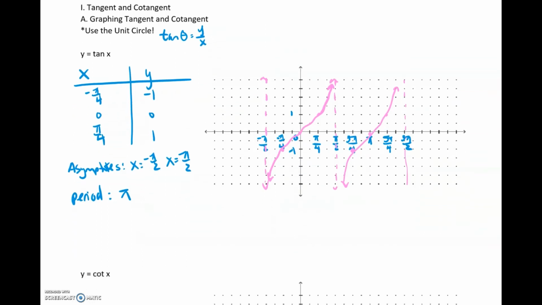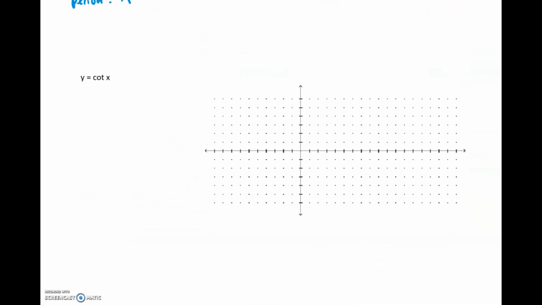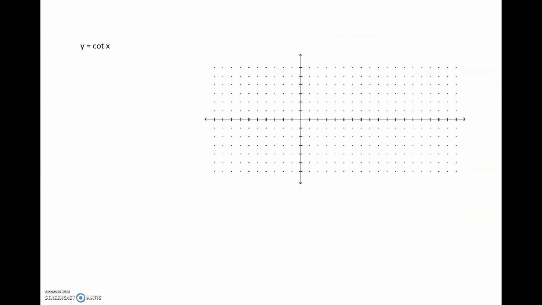Well, cotangent, remember, is related to tangent. Cotangent is just 1 over tangent, right? So cotangent is basically x over y. We're just doing the reverse, the inverse of tangent. So we are flipping x and y. So now you'll notice some things have changed.